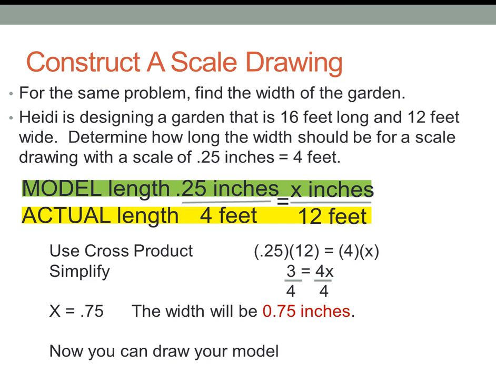All right, so now let's draw the model. We know the length is 1 inch from the last slide. We know the width is 3/4 of an inch. So it would look something like that. And I made it green because it's a garden. I hope that's okay. And so that would be my drawing.